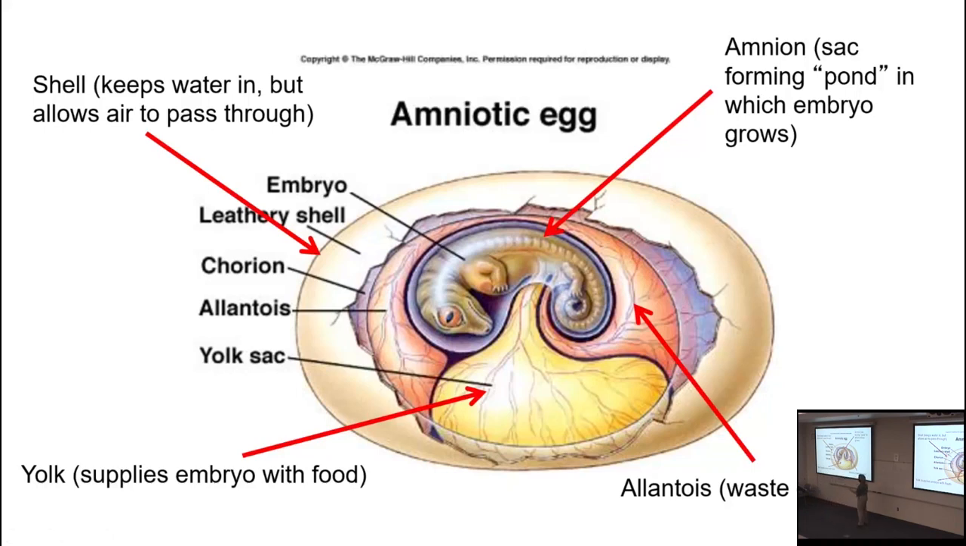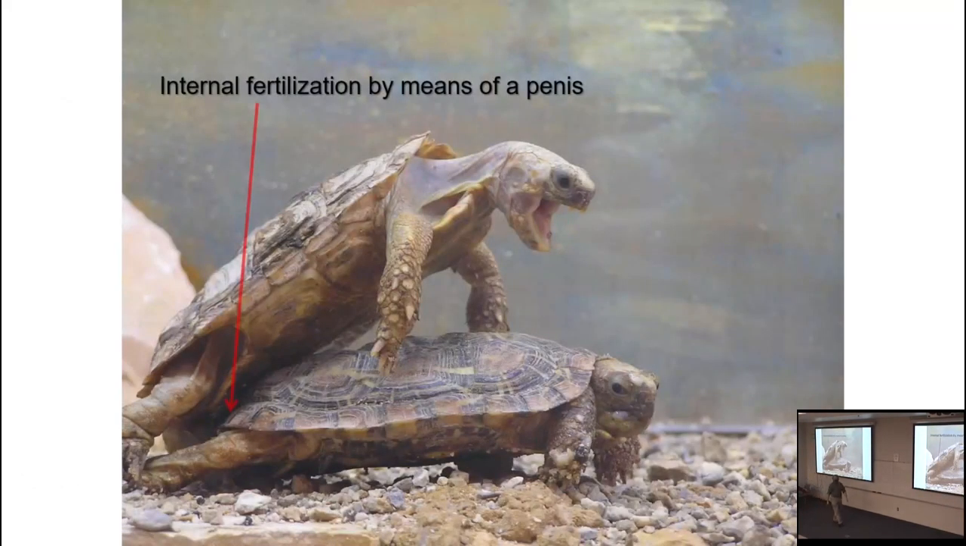In fact, it has to be laid on land. An amniotic egg, if you immerse it in water, will drown the embryo. It allows gases to pass through, so it breathes, but still it protects the embryo until it can hatch out and move around on land. But of course, because it's a shelled egg, fertilization can't happen outside the body. Because how would the sperm get through the shell? And so amniotes have to do it internally. That is, they have to have some form of internal fertilization, traditionally by some form of penis. So, because the egg has to be fertilized before the shell develops on the outside.